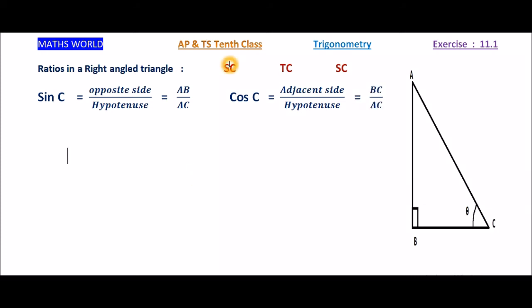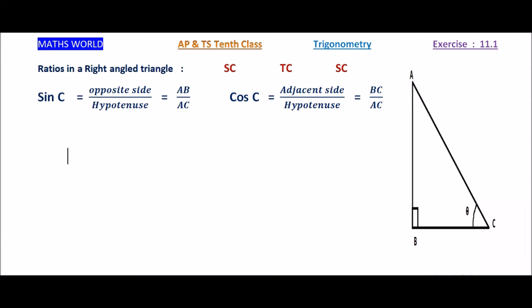So this portion is completed. Sin C is equal to opposite side to the theta. We are talking about C, that is theta. So opposite to C, what is opposite? Opposite side divided by hypotenuse. So AB divided by AC, and cos C is equal to adjacent side divided by hypotenuse, that is BC divided by AC.